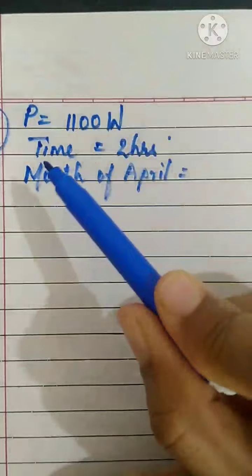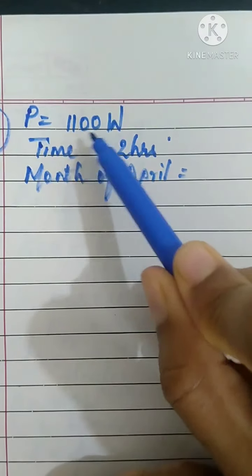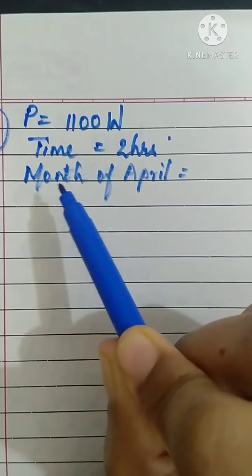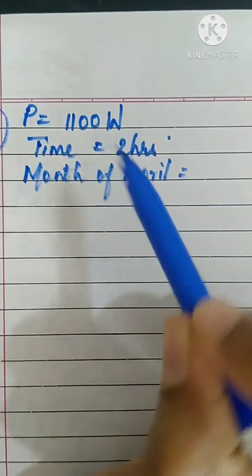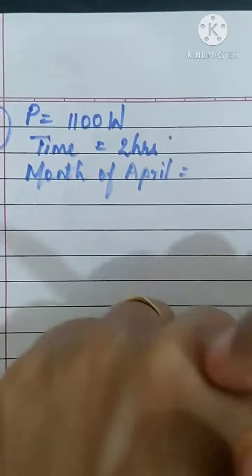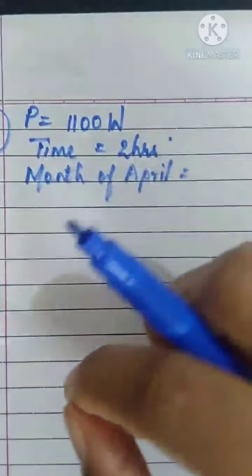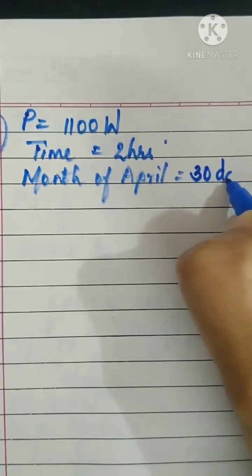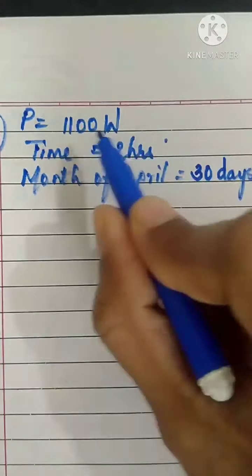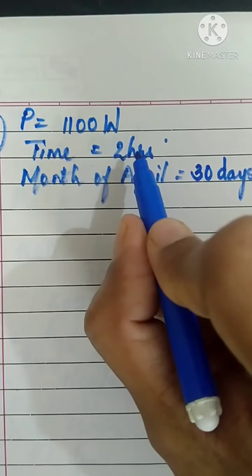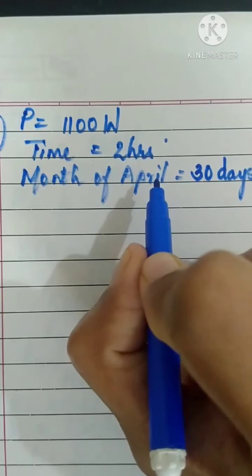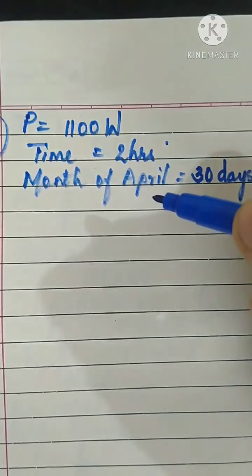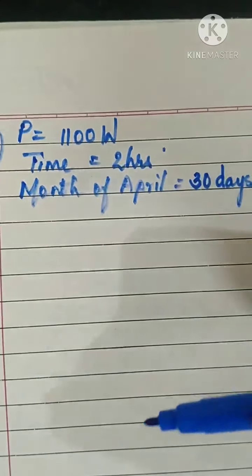Okay. So the power of the electric iron is 1100 watts, I have written. Time is 2 hours. And this is for the month of April. April has how many days? January, February, March, April. That means 30 days. Yes, 30 days. So 1 day, 2 hours. For the month of April, what is the unit consumed by that electric iron? Then we will find out the charges.